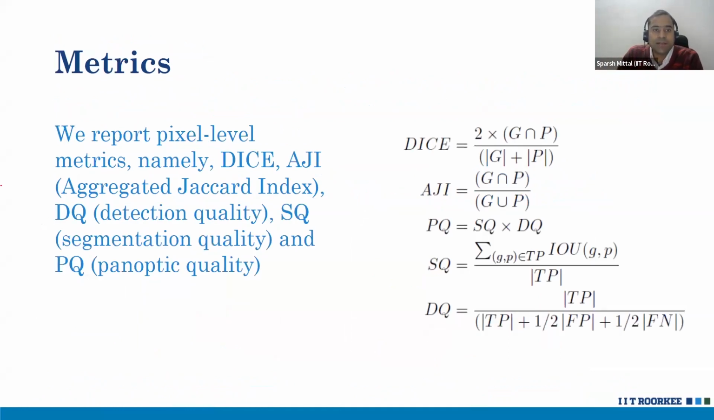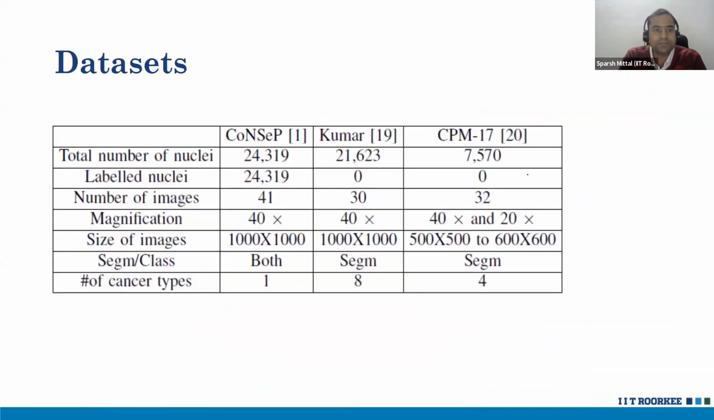For this segmentation task, the metrics are different. Here the metrics are dice score, AJI, and PQ. PQ is the panoptic quality, which is composed of segmentation quality and detection quality. And this is the segmentation quality formula, where G refers to ground truth and P refers to prediction. If my prediction exactly matches the ground truth, then it is a really good segmentation.